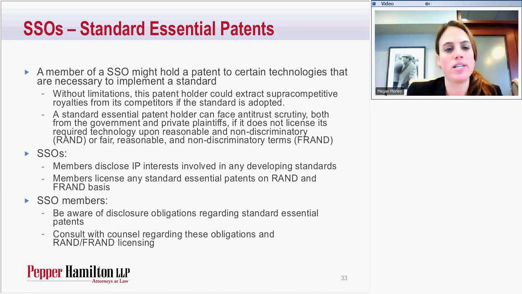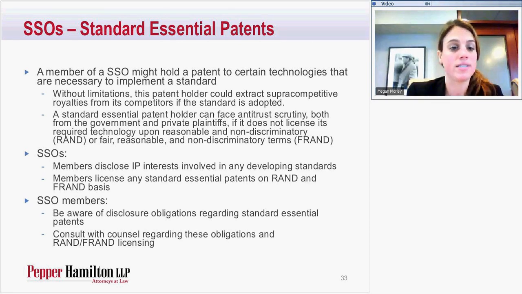And what's important to note is that standard-setting organizations typically require their members to disclose these IP interests involved in any developing standards. Again, this goes with the fairness and openness, making sure that the standard-setting process is fair and open. And then they also say to their members, okay, well, you have to license any standard essential patents that we adopt for these standards on a RAND or FRAND basis to competitors.